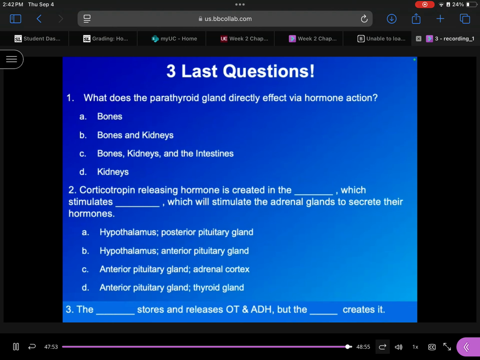All right, last question. The blank stores and releases oxytocin and ADH, but the blank creates it. What stores it? Posterior pituitary gland, and then what creates it? The hypothalamus. That was a whole lot of information today, wasn't it?